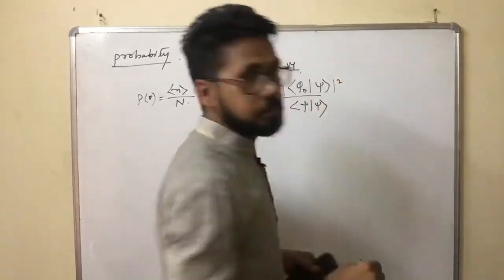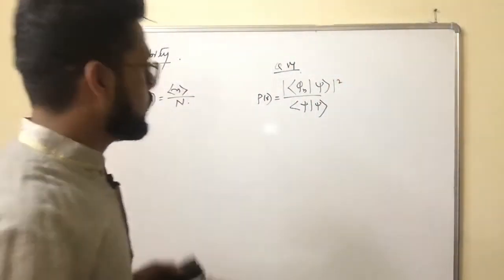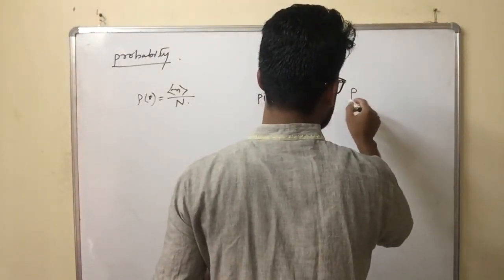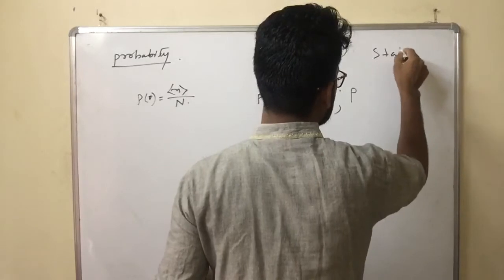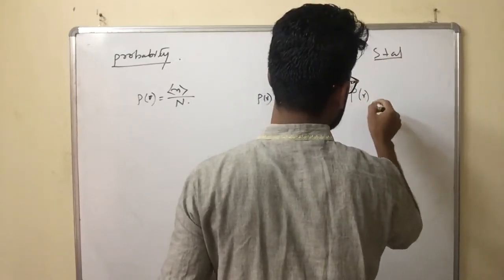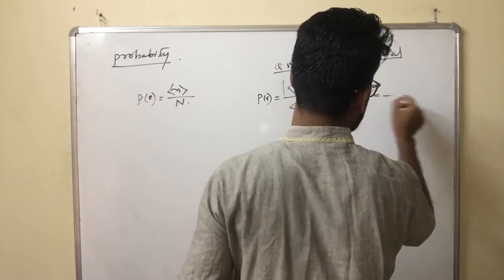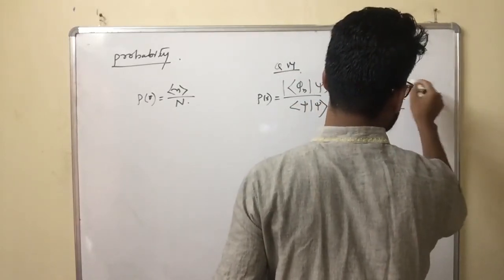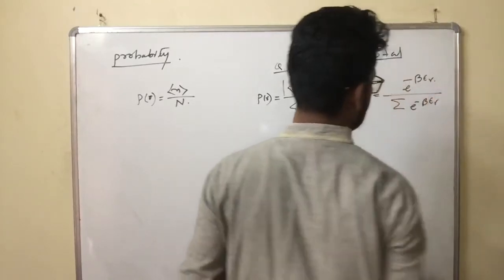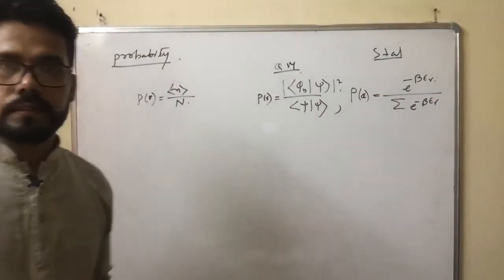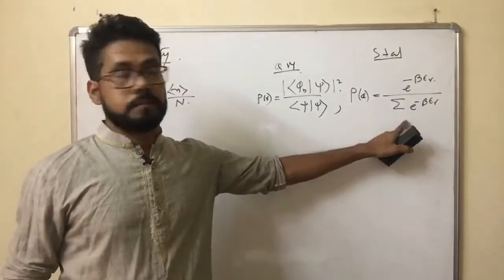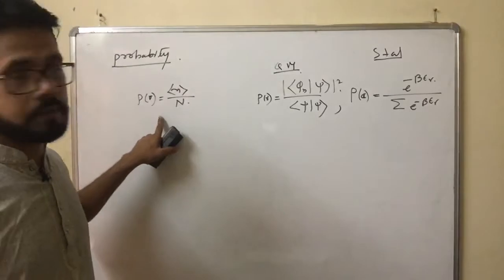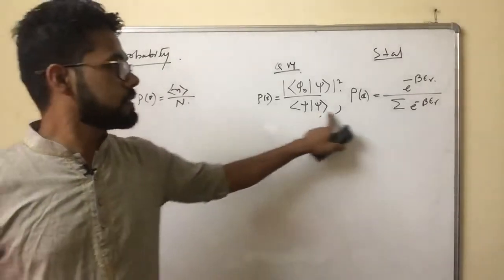That is in quantum mechanics. Okay. And what is the view in statistical physics? Statistical physics is represented in terms of energy, e to the power minus beta E_r over the sum of e to the power minus beta E_r. This is a general formula. Probability in statistical physics, probability in quantum mechanics, probability in mathematical physics. This is the basic difference.